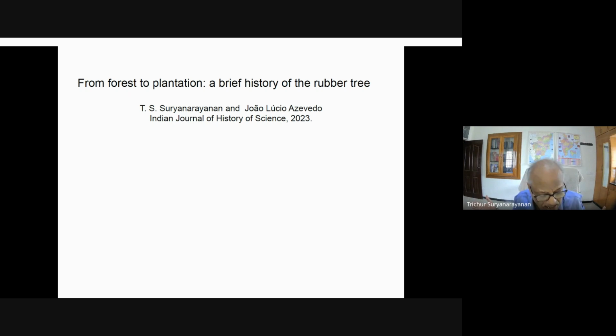And Hooker sent these seeds to British colonies in those days, in Southeast Asia, in many places like Indonesia, all those places, and they started growing this rubber, and they got the latex out of it, and suddenly the merchants and their rich life in Amazon collapsed, and many of them committed suicide and all this. And you also see during this time the accidental finding of Charles Goodyear, about vulcanization and all that. So we described all this in this paper, From Forest to Plantation, a brief history of the rubber tree.